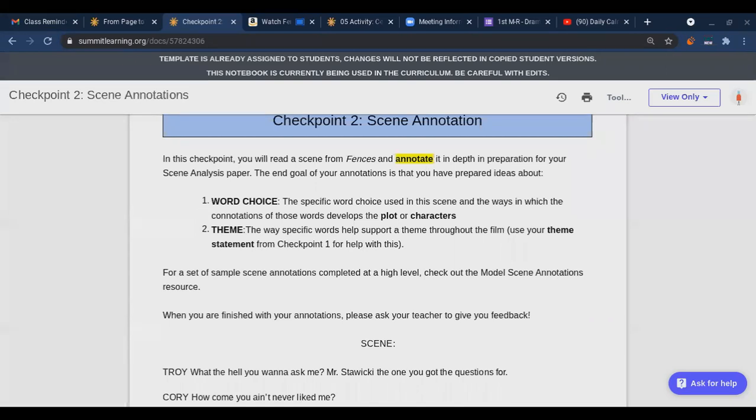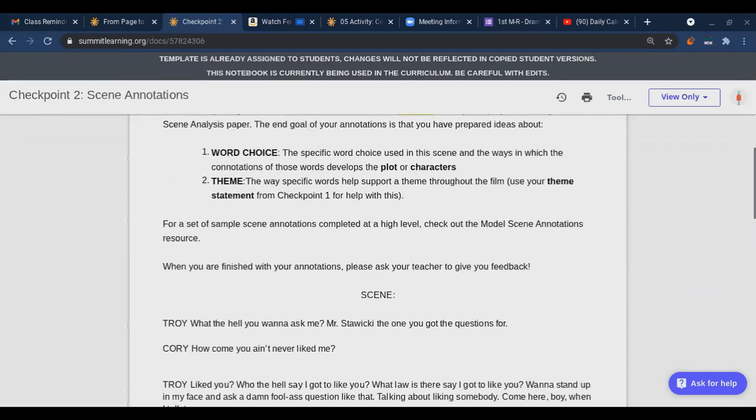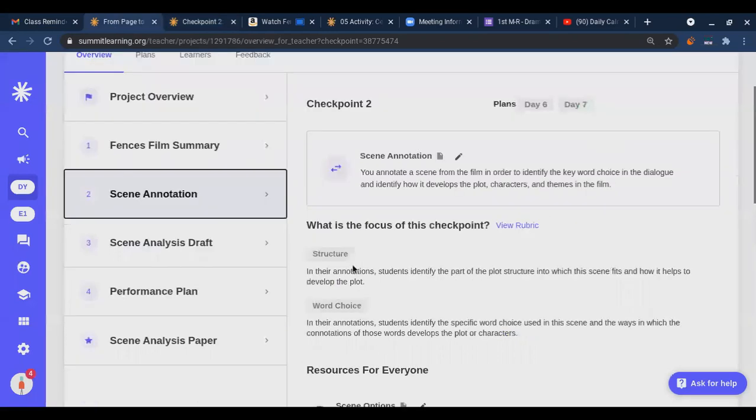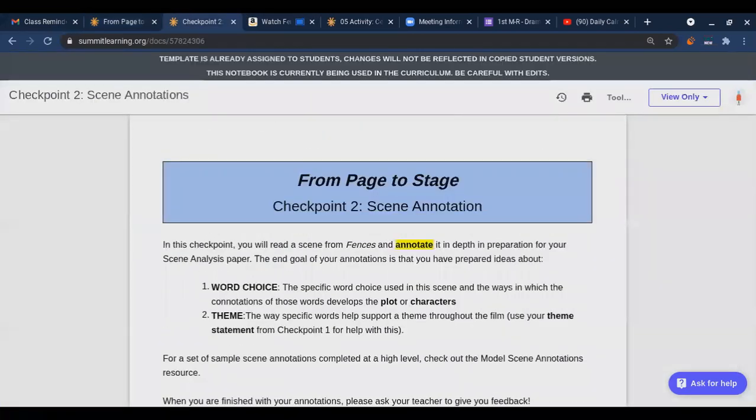So when you're looking for word choice throughout the scene, that's what you want to be focusing on. What are the words that give off strong emotions, that have strong connotations that help develop the plot or the characters here? Questions about any of that so far? Is everybody finding this okay on Summit? Again, you're going to our class and then you want checkpoint 2 scene annotation. That should be right up here at the top in the box, and then it's going to look like this. Anybody having trouble finding it so far?